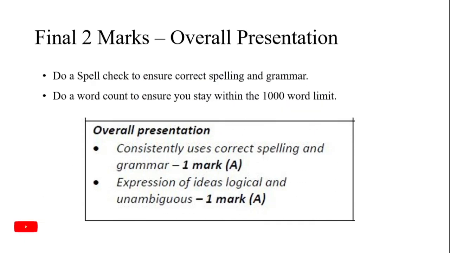Also, do a spell check to ensure correct spelling and grammar, right? And do a word count at the end to ensure that you stay within the 1,000 word limit, right? The bibliography and the appendices do not count in the word count. Also, your front page, maybe your acknowledgement or your introduction, those types of things are not counted in the word limit, right? The only thing that will count in the word limit is the information, basically what you are getting marks for. I don't even think the table of contents is counted in the word limit. All right, so ensure that you do your word limit check to ensure that you don't go over the 1,000 word limit.